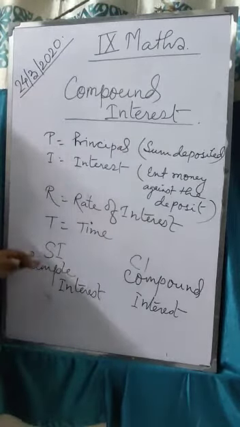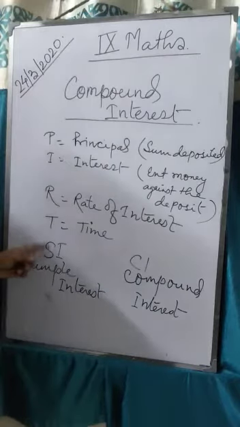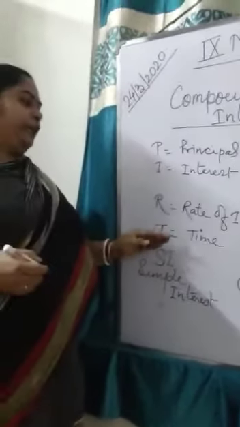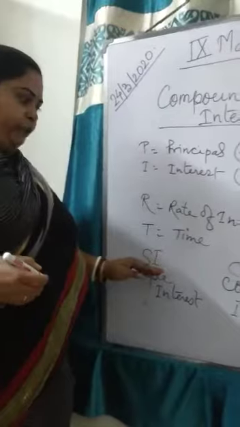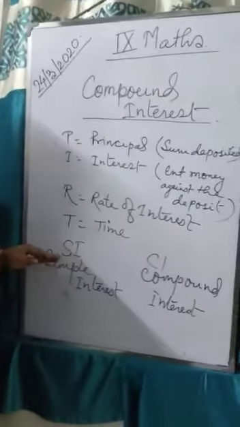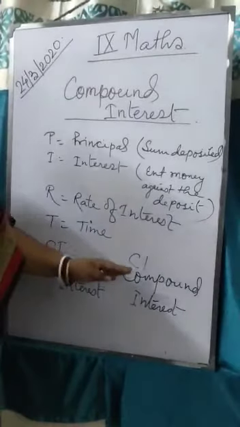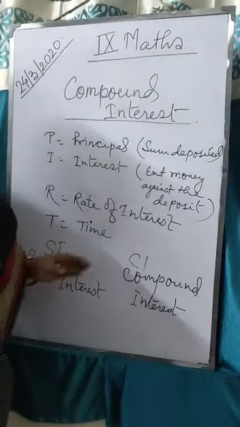Just imagine if you have deposited 100 rupees with a rate of 5% for 3 years, every year you will get an equal amount of interest. That is confirmed. But in compound interest, we don't get an equal amount of interest every year.